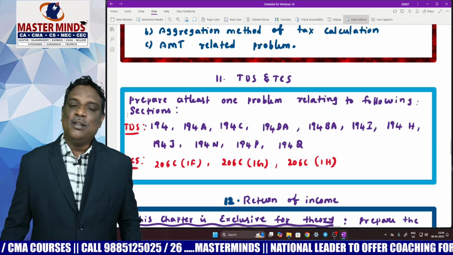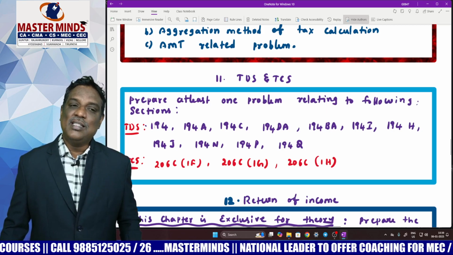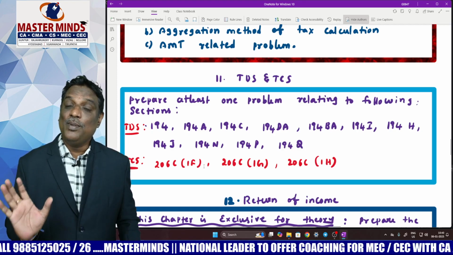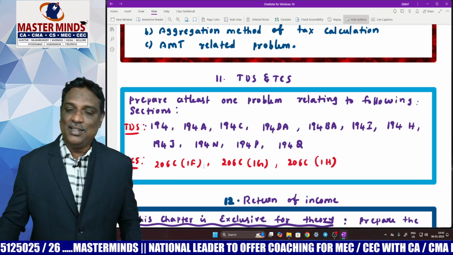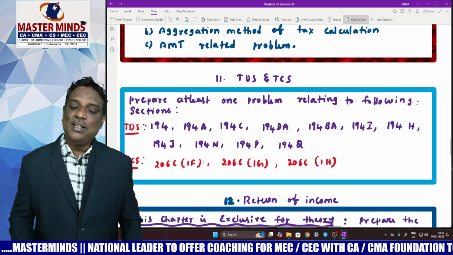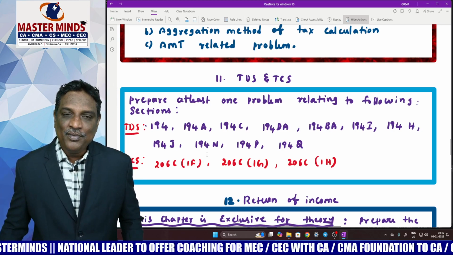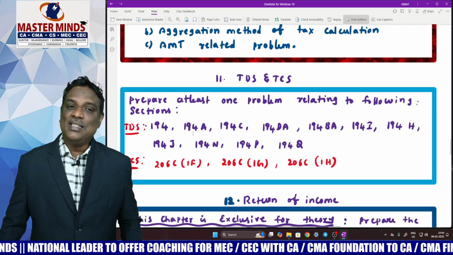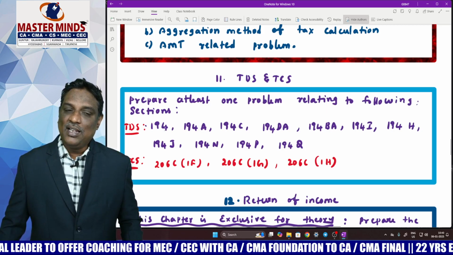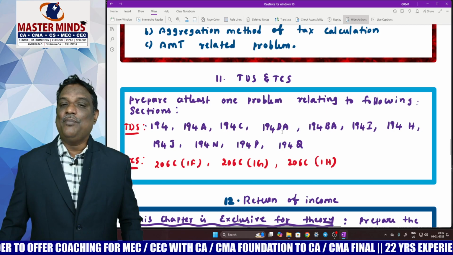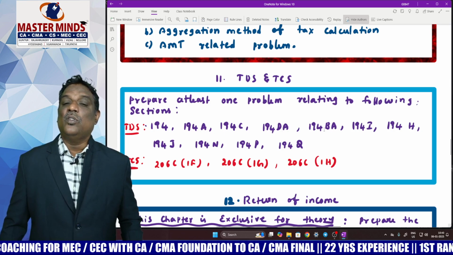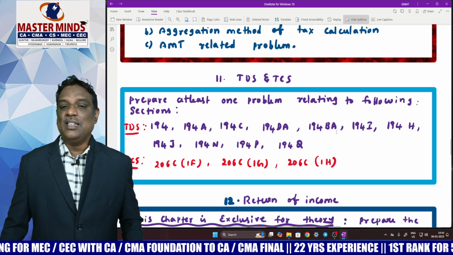However, my suggestion is to at least concentrate on the following sections and prepare all CRD problems in your material compulsorily. All CRD problems covered in your material must be prepared. Concentrate on these sections: 194, 194A, dividends, interest, contract payment, insurance maturity amount, and online winnings, which is a new section introduced last year.